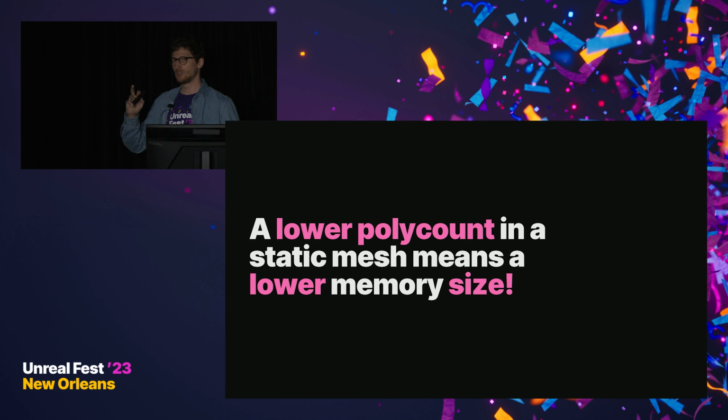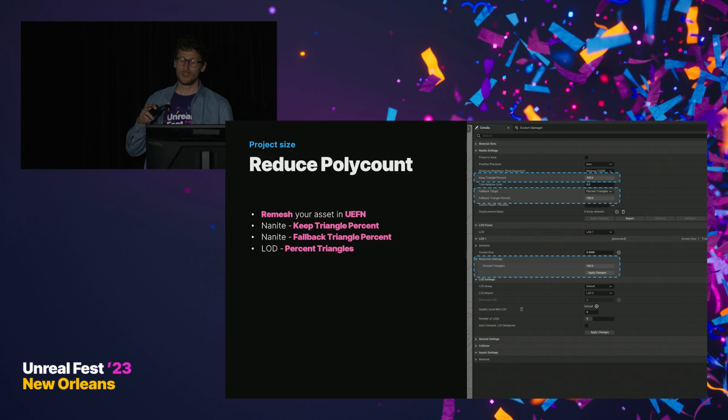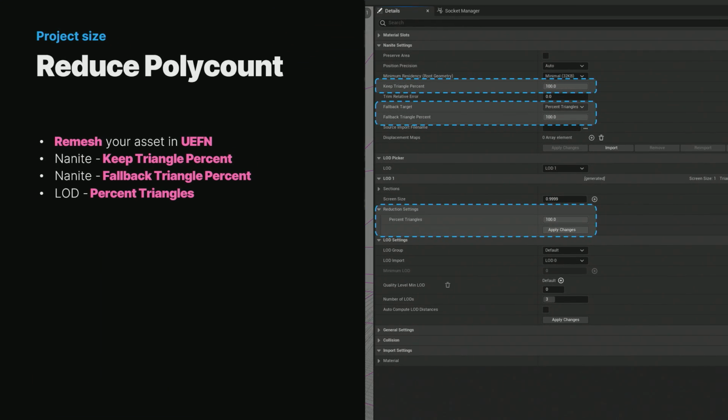So it might sound a bit stupid, but remember that a lower poly count in a static mesh means a lower memory size, and that's really critical. UEFN comes with a panel of tools to remesh your asset and reduce their poly count. In a static mesh, the things that you want to change to reduce the size are, in the Nanite settings, the keep triangle % and the fallback triangle %. In the LOD settings, you want to change the % triangles.